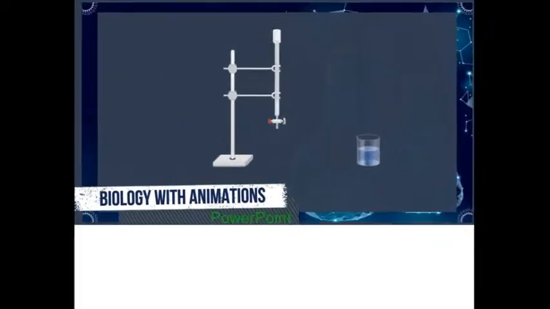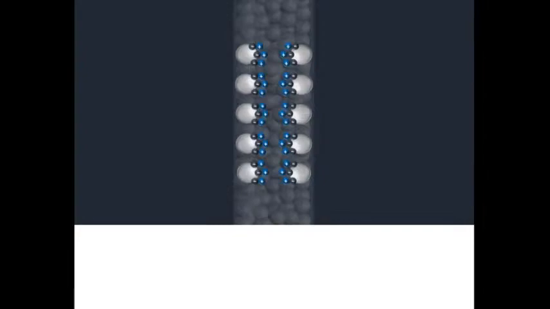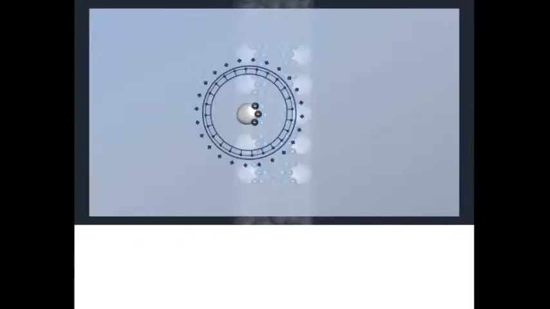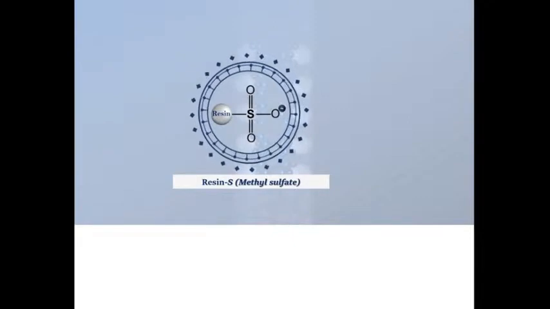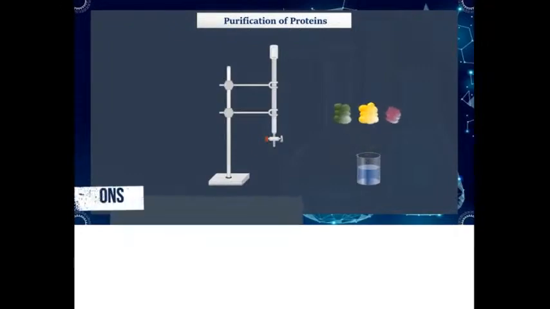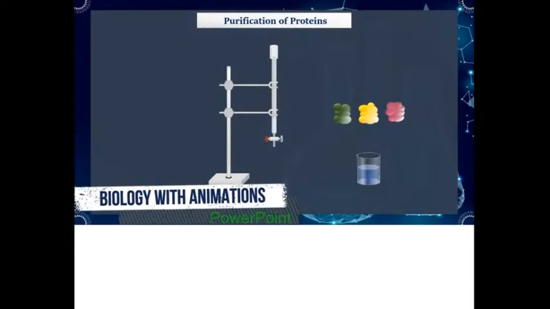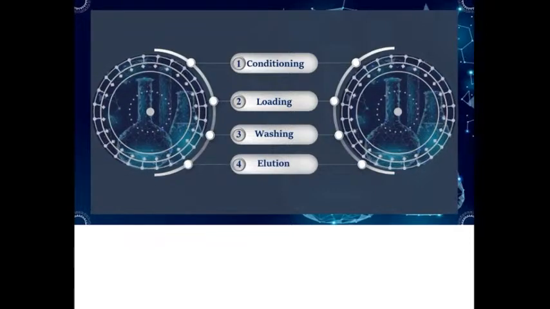In cation exchange chromatography, positively charged molecules are attracted to a negatively charged solid support, which is commonly beads that provide negatively charged functional groups, such as resin methyl sulfate. Ion exchange chromatography is frequently used for the separation and purification of proteins. The basic process of this chromatography can be represented in 4 steps: conditioning or equilibration of the stationary phase, sample loading, washing, and elution of the retained molecules.